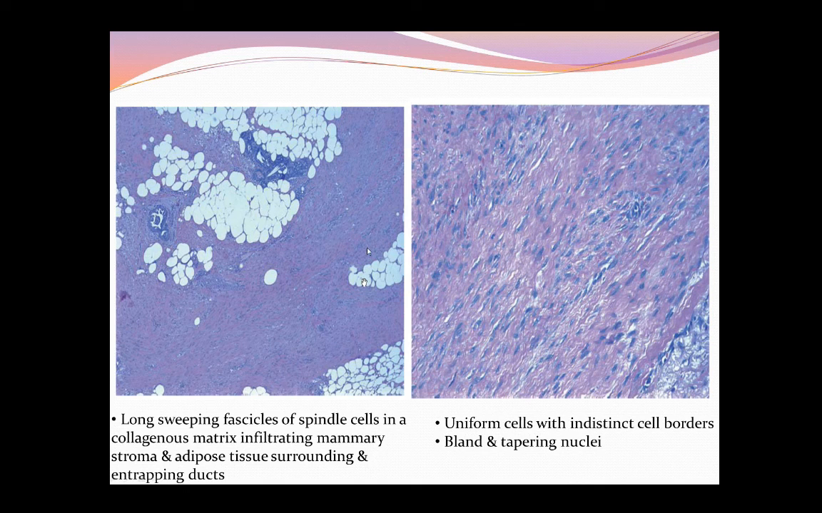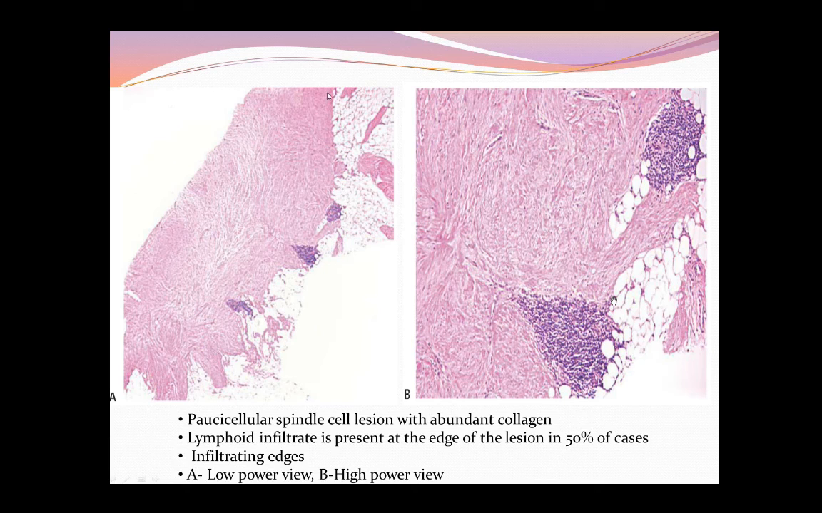This shows the long, broad, sweeping fascicles that are infiltrating the mammary stroma and adipose tissue, and they are entrapping these mammary ducts and lobules. This is the high power view that shows these cells have uniform, elongated tapering nuclei, and they have indistinct cell borders. The cellularity of this lesion can vary. Most of the time, the lesion is hypocellular at the center and more cellular at the periphery.